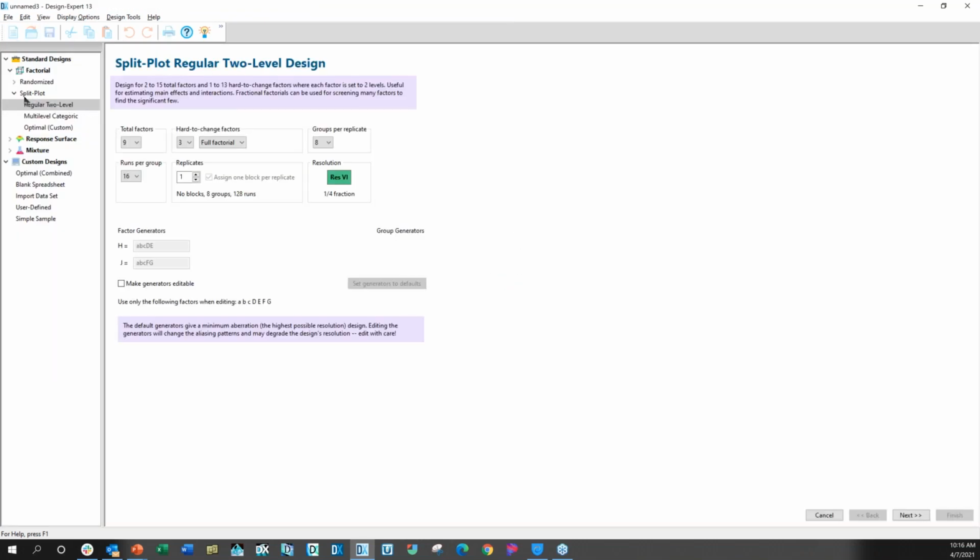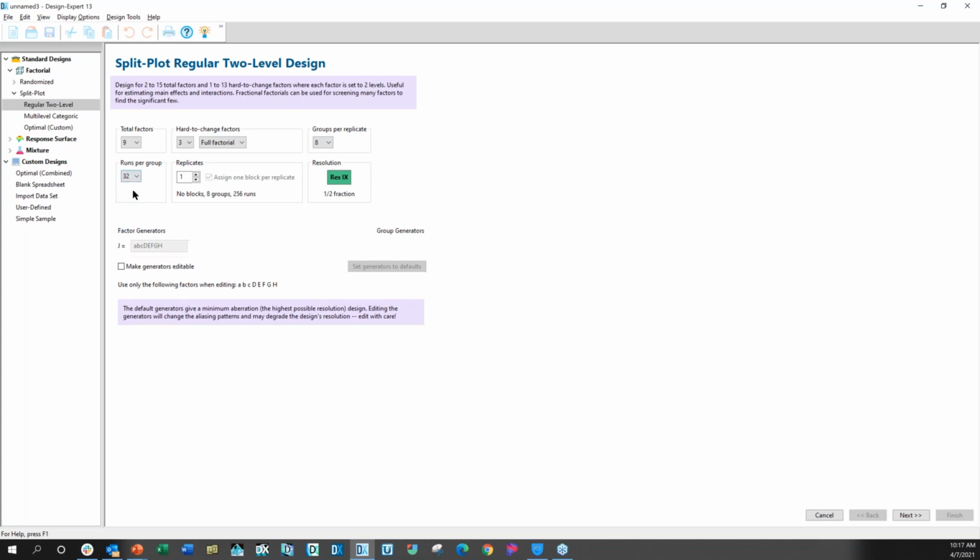Okay, and I'd go down here to split plot, and I'd say I want to do a regular 2-level factorial. I've got 9 factors, so you'd pick 9 from the list. I've got 3 hard to change factors, so you can pick how many hard to change factors you want. Now, how many plates do we want to use? So that's groups. Groups are the same as whole plots. So I've got 8 groups I'm going to do, or 8 whole plots. How many runs do I want to do? Well, I want to do 32, not 16. So I'm going to do 32 in each of those 8 groups. Do 1 replicate. Okay, that's going to be a 2 to the 9 minus 1, or a half fraction.